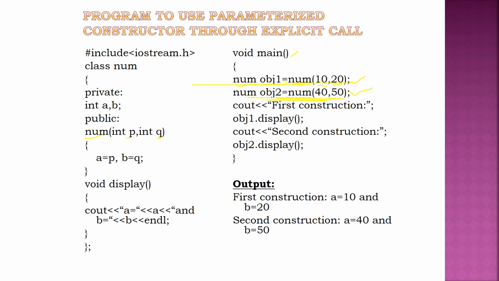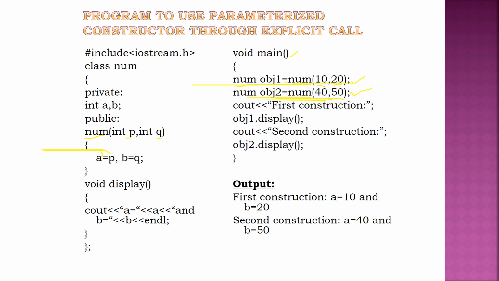The value of P is 10. The first value is 10, right? In the main program, the first value 10 will be passed to P and the second value 20 will be passed to Q. Now, using the assignment operator, I'm going to pass the value of P, that is 10, to A. That is, the value 10 is being passed to A and the value 20 will be passed to B.